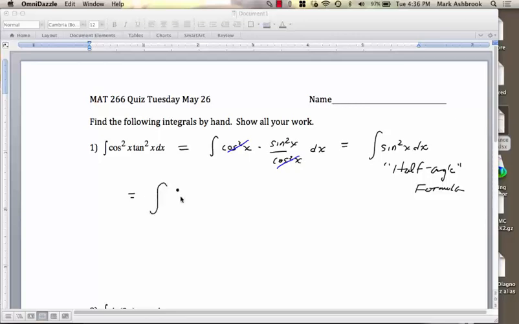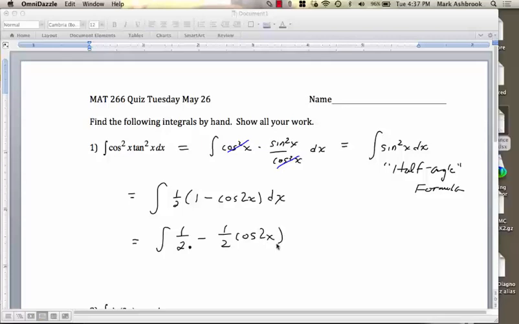So when you do the half angle formula, you get 1/2, 1 minus cosine 2x. Okay? That's how you do sine squared. Use the half angle formula. We're going to see it all semester. So any sine squared or cosine squared, you're going to use half angle, and you have this, and now this is one we can do. So you actually break it into 2 terms. So it's 1/2 minus 1/2 cosine 2x. And now we're ready to go. So now we've got an antiderivative that we can do.